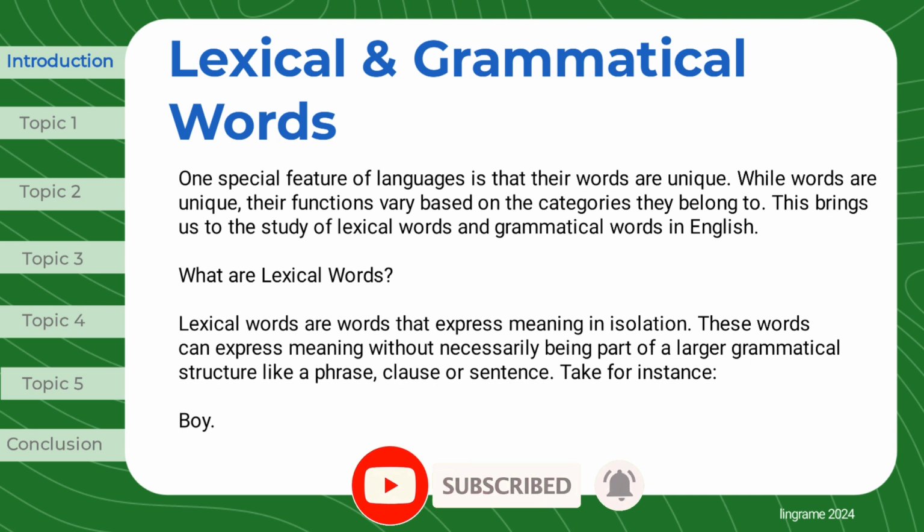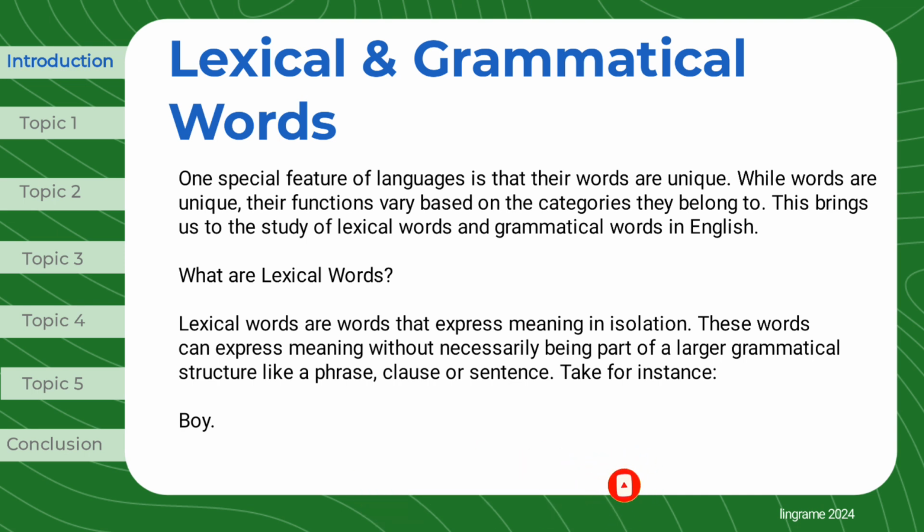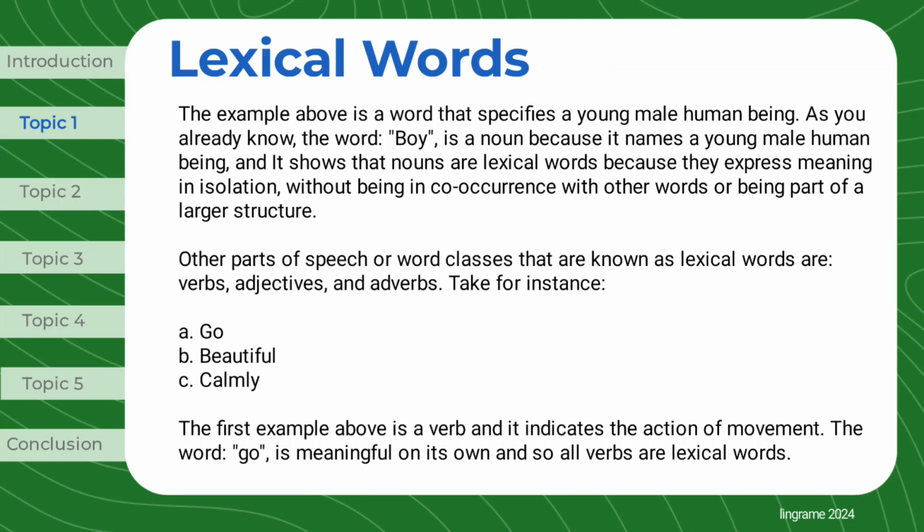What are lexical words? Lexical words are words that express meaning in isolation. These words can express meaning without necessarily being part of a larger grammatical structure like a phrase, clause or sentence. Take for instance, boy. The example above is a word that specifies a young male human being.